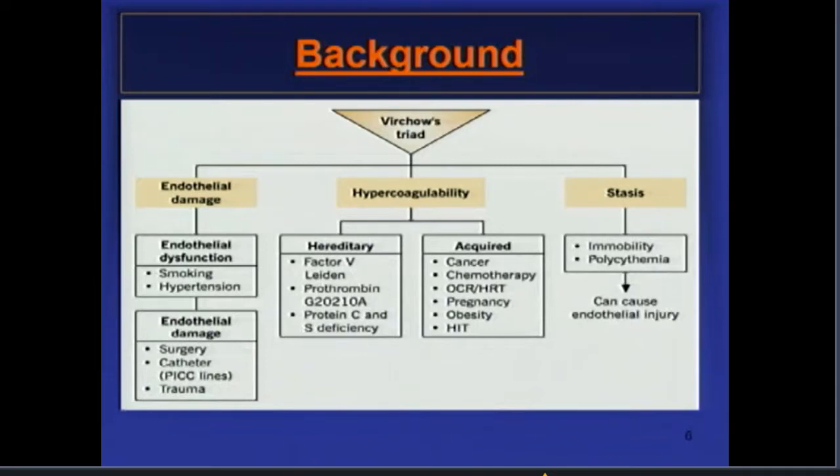To make it even simpler, we have endothelial damage secondary to endothelial dysfunction, or we have the hypercoagulability status, including hereditary or acquired, and each one of them has its own specialized causes. Or we have to think about stasis, and then the general causes like immobility or polycythemia. So this is in general where you have to focus your thoughts.